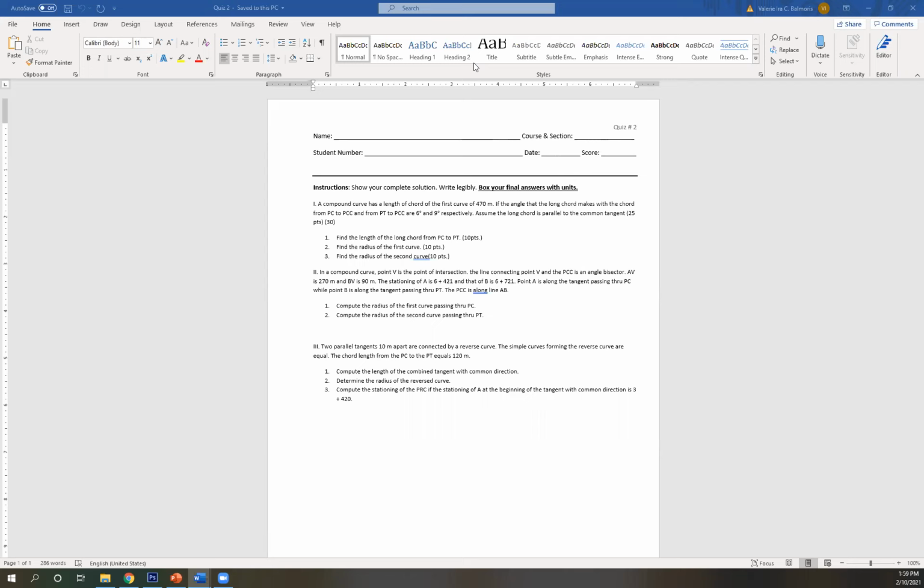Number 1, a compound curve has a length of chord of the first curve of 470. So by the way, quiz 1, simple curves. Quiz 2, compound and reverse curves. So again, compound curve has a length of first curve 470, and the angle that the long chord makes with the chord from PC to PCC and from PT to PCC are 6 and 9 respectively. Assume the long chord is parallel to the common tangent. Letter A, find the length of the long chord from PC to PT.